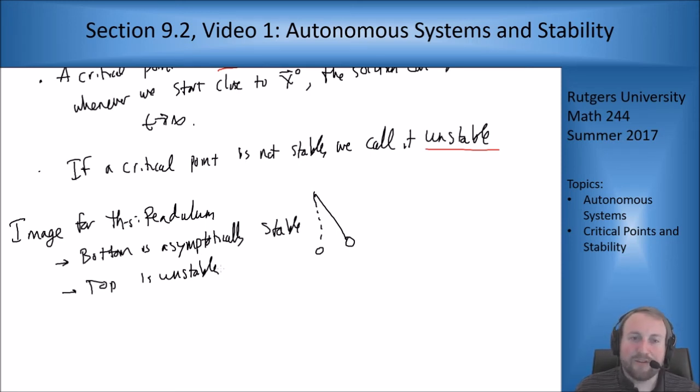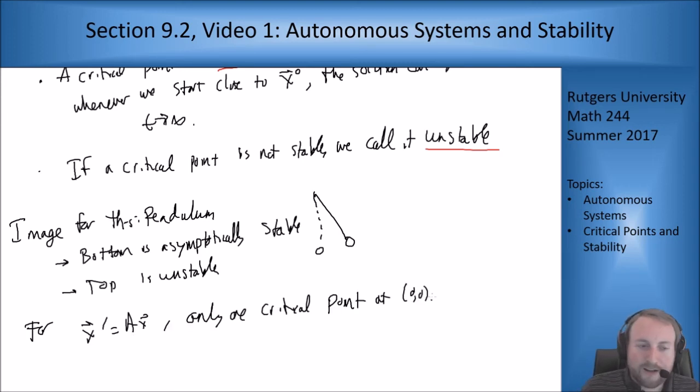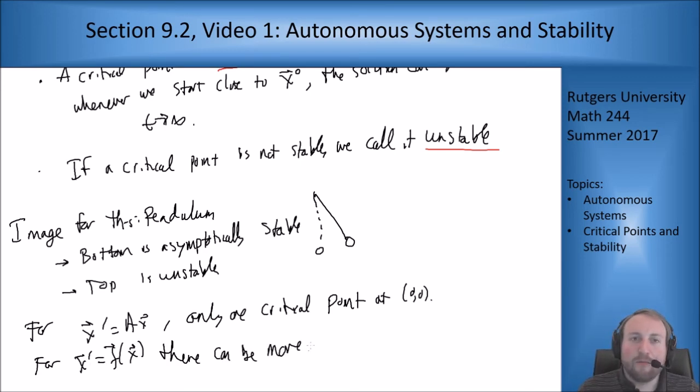The issue is that for nonlinear systems, you can have more than one critical point. For x prime equals Ax, there was only one critical point at the origin. For nonlinear systems, there can be more. And you might have multiple stable equilibrium points. So you'd care about, if you ran a solution from a random point, which one of those does it go to? Does it go to the one stable one or the other one? If you have two asymptotically stable ones, then it could go to either one. The question is which one goes where. And that's the idea of the discussion of the basin of attraction.